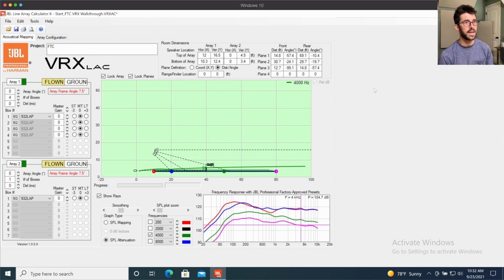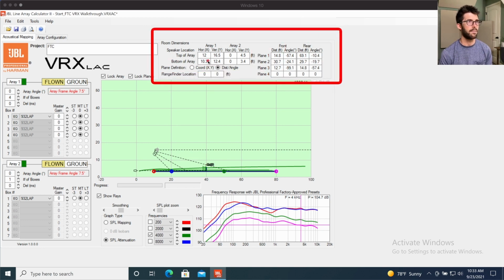So for setting up the file, just in case you're unfamiliar with this software, we have up to 2 arrays we can look at. I have our flown array right here and a front fill, and you can turn them on and off right here. We have the specific boxes that we've chosen. So I've chosen the 932 LAP. We can choose the specific gain shading per box right here, and I can turn up the HF +3 or reduce it -3 with each of these little dots. The room dimensions I can determine here in the actual PA placement. I have the top of the flown PA right here at 16.5 feet and 12 feet into the room. And I have the front fill on the downstage edge, 4.5 feet in the air.